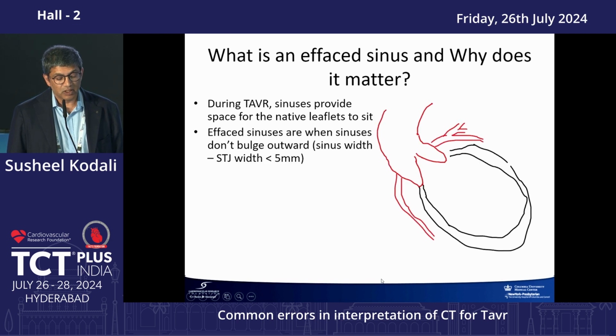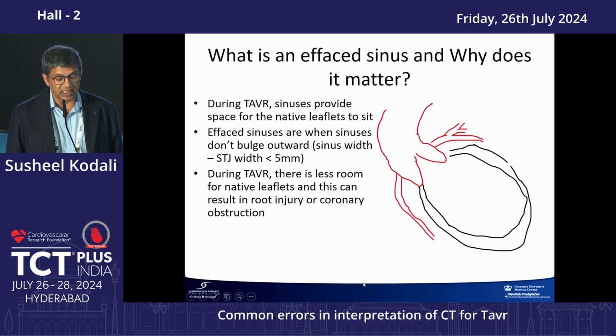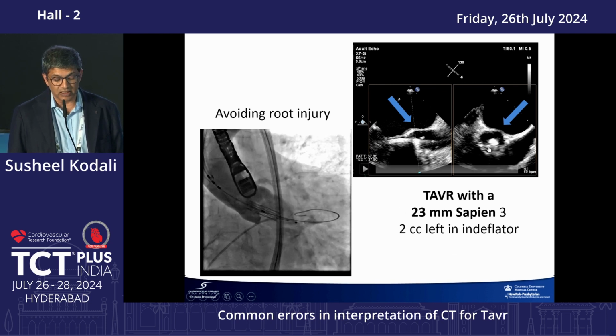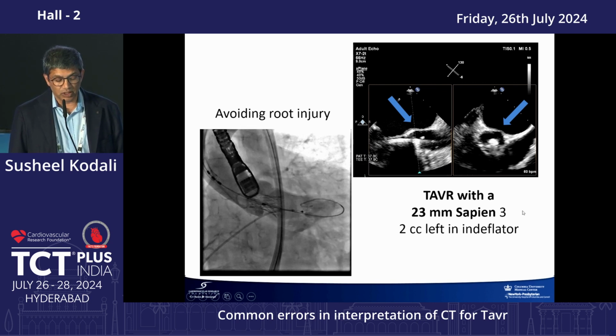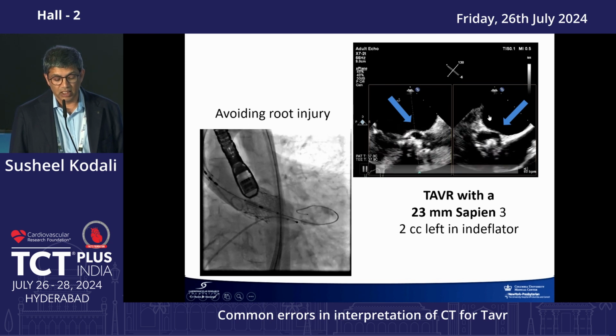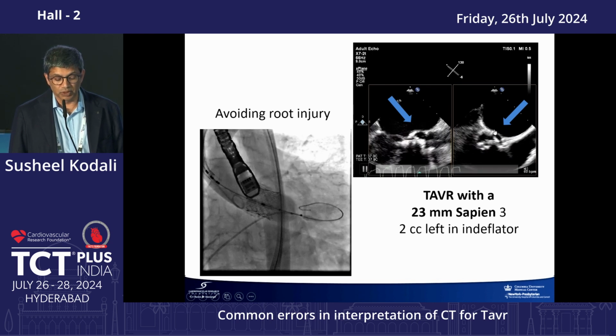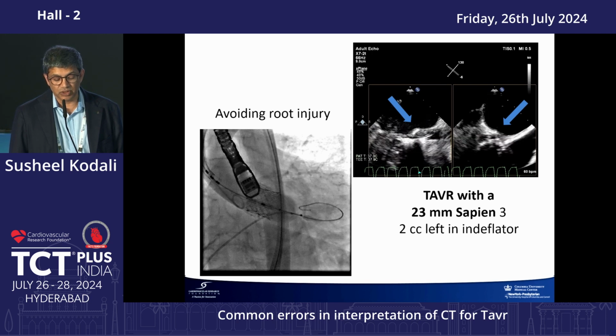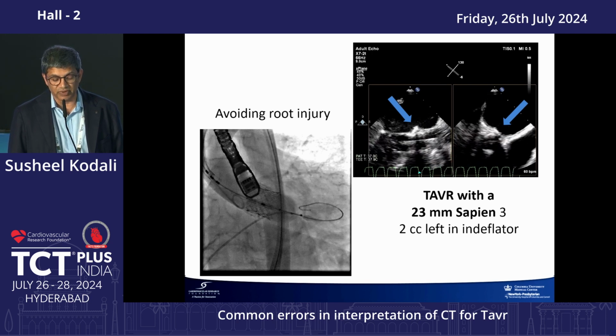Effaced sinuses are another big component. There has to be room for the leaflets to go into. And we saw that case with the coronary occlusion where the sinus is effaced, and there's no room for the leaflet to sit, and that's going to occlude the coronary. And so this is a patient with an effaced sinus where as we started to go up here, you see on the TEE that we're sort of poking into the root. This was predicted from that CT scan because there was no room in that sinus for those leaflets to sit.